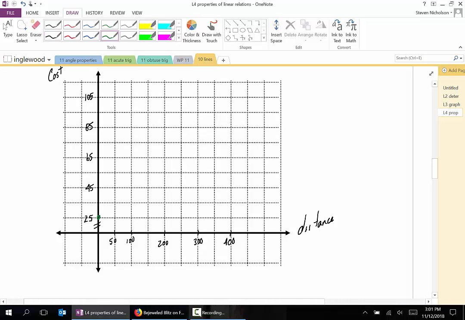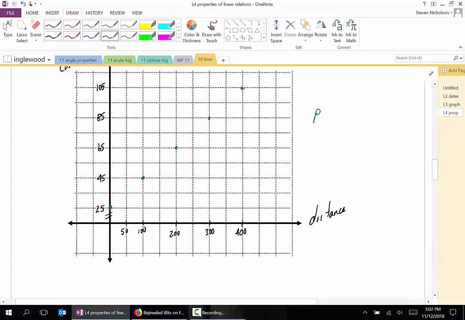So again, when we go ahead and plot this, we have 0, 25 from our table above or from our ordered pairs above. We have 145, 265, 385, and 400, 105. And again, what I hope you notice is, again, there is a pattern in the graph. And again, the pattern in the graph is they line up.